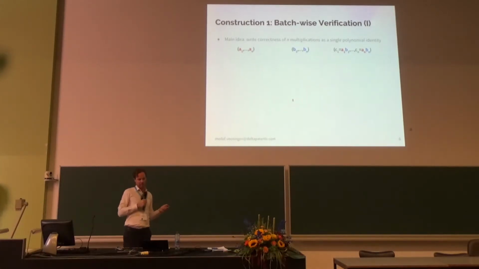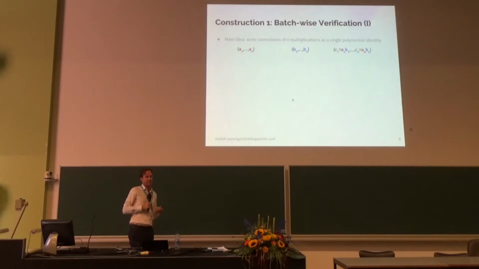The setting here is as follows. There have been n multiplications that took place in the protocol. So n values a1 up to an that have been multiplied by n values b1 up to bn to get n values c1 up to cn. And we want to check that all of those multiplications were performed correctly, so that each of those ci's is actually the product of the ai's times the bi's.